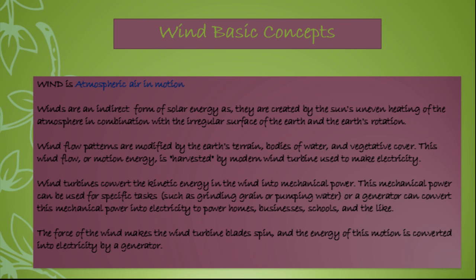So this wind flows, and this motion of the wind is harvested by the modern wind turbine, which is used to make electricity. How does a wind turbine convert the energy in the winds into electricity? The wind turbine converts the kinetic energy in the winds into mechanical power, because the rotation of the turbine is actually a mechanical power. This mechanical power can be used for specific tasks. For example, there are simple tasks like grinding of grains, pumping of water, or a generator can convert this mechanical power into electricity to power homes, businesses, schools, etc.